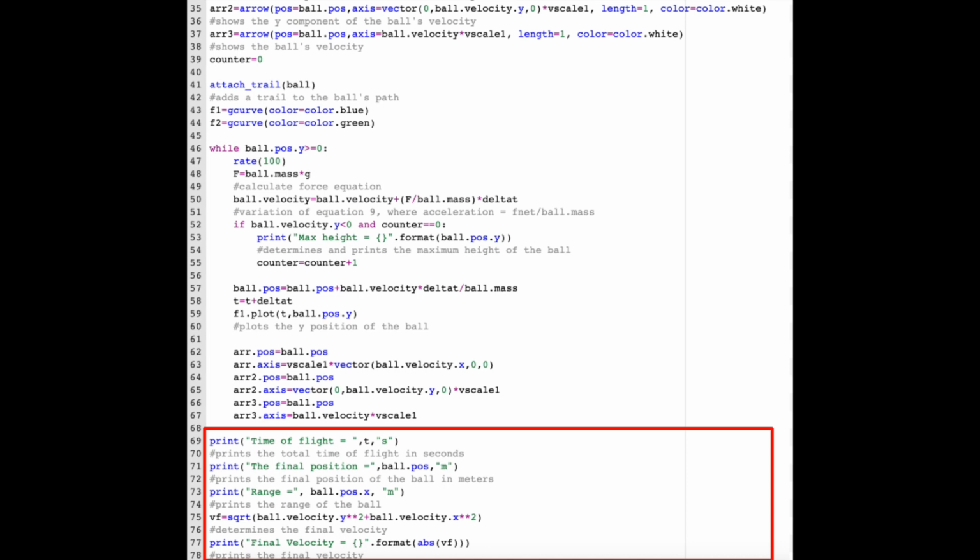It first prints the total time in seconds, then it prints the final position of the ball in meters. After, it prints the range of the ball. Then it determines the final velocity of the ball using the ball's velocity in the x and y components and a variation of adding the components in quadrature. Lastly, it prints the final velocity in meters per second.